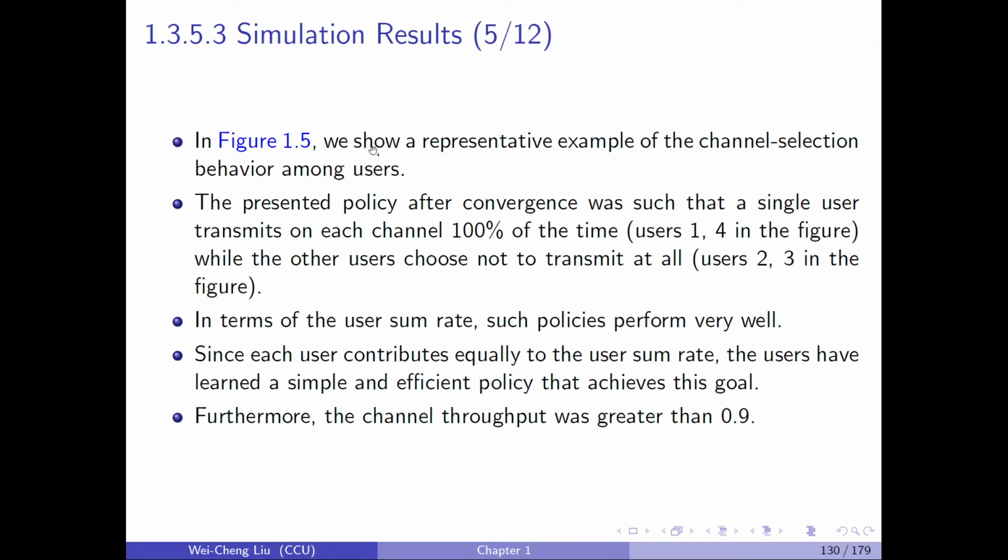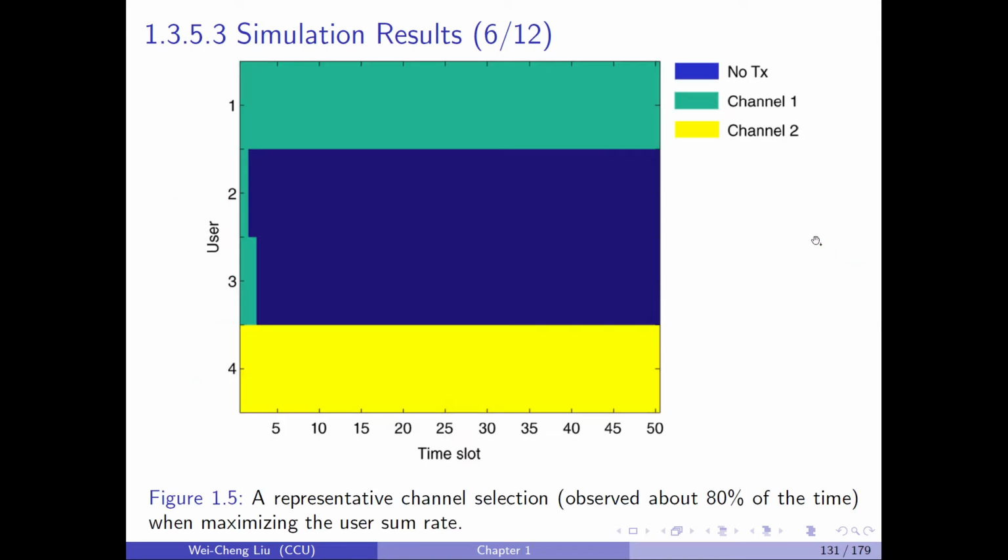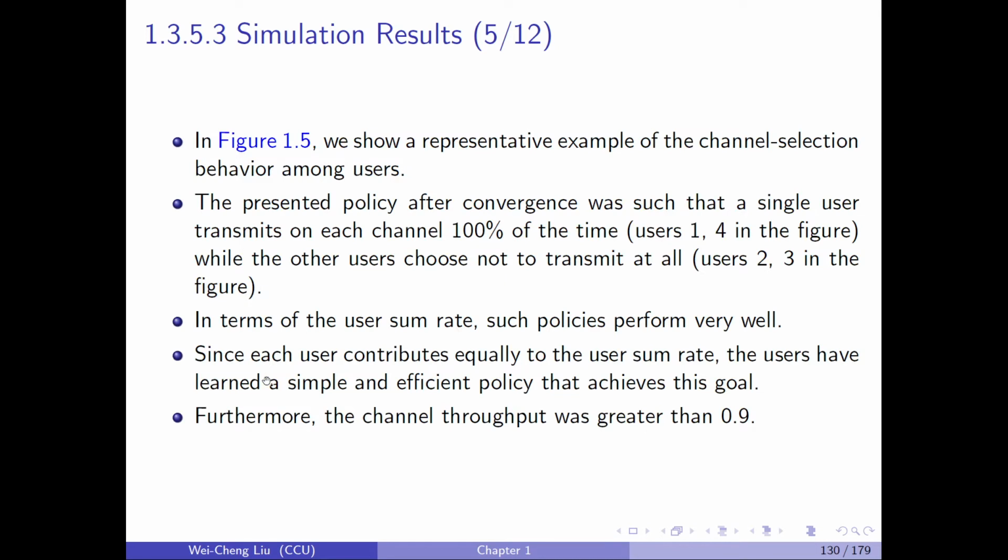In figure 1.5, we show a representative example of the channel selection behavior among users. The presented policy after convergence was such that a single user transmits on each channel 100% of the time. Users 1, 4 in the figure. Okay, we can see that user 1 transmits in channel 1 for 100% of the time after convergence. And user 4 transmits in channel 2 for 100% of the time after the convergence. While the other users choose not to transmit at all, users 2, 3 in the figure.